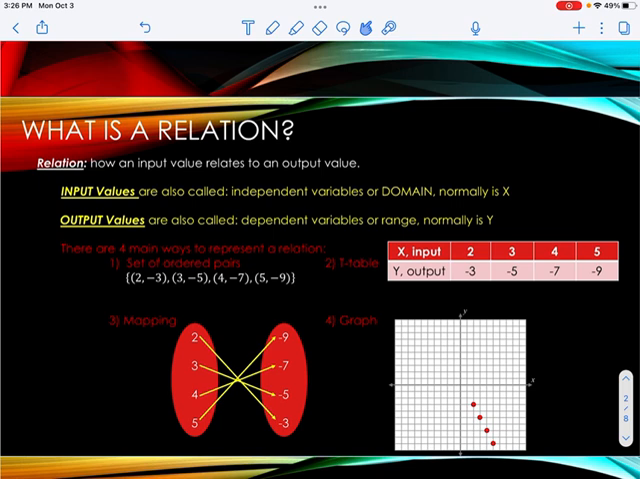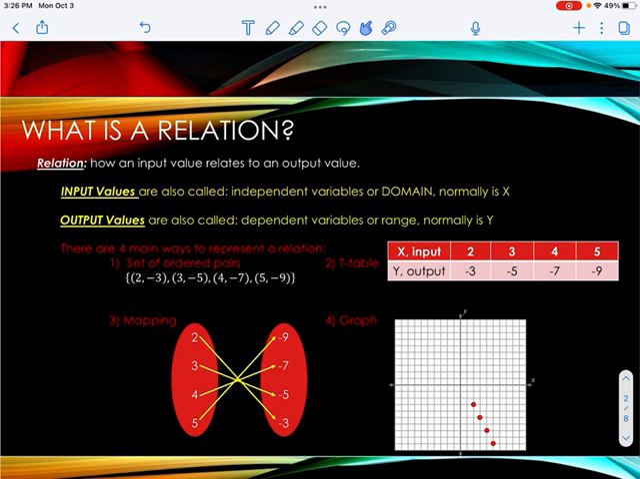So therefore, independent, dependent. We also give it a very strong name called domain. Normally, the independent variable is the domain. Normally, it is X, whereas the output is the dependent, and it is called the range, which is normally Y.